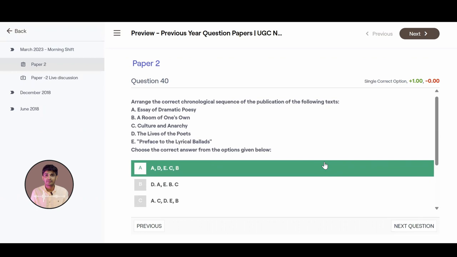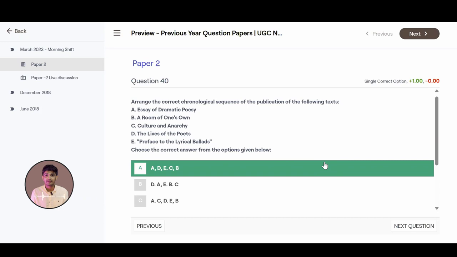Now, The Lives of the Poets comes next. It is a collection of biographical works written by Samuel Johnson. It was published in 1779. It came in multiple volumes, first in 1779 and then in 1781. Next is Preface to Lyrical Ballads, a famous work written by William Wordsworth, Romantic era. It was published in 1800. Multiple revisions and editions, but 1800.